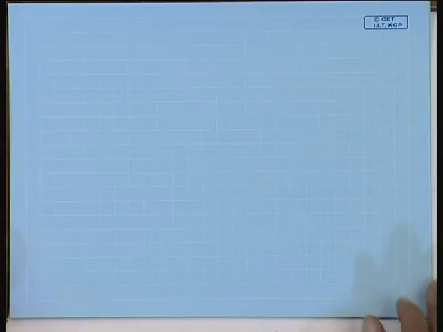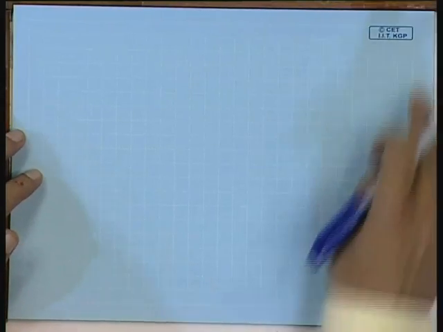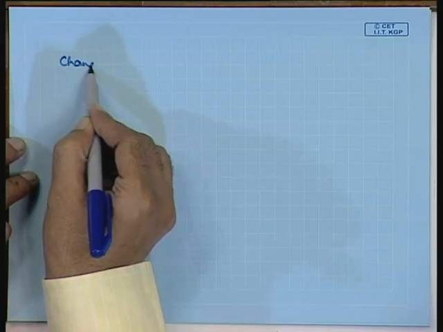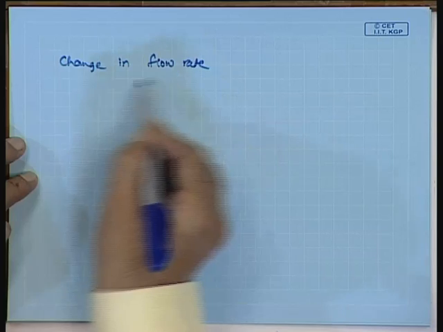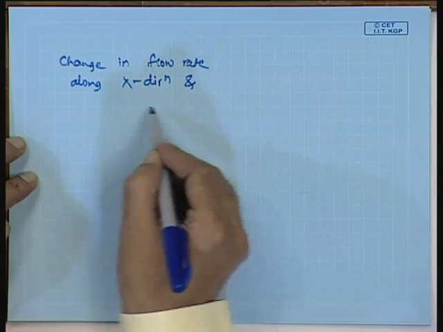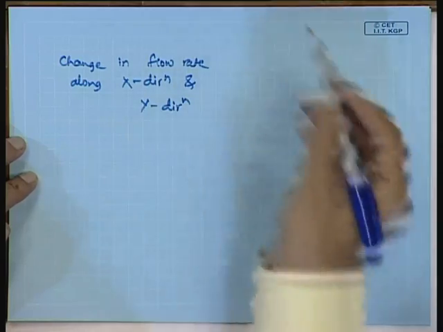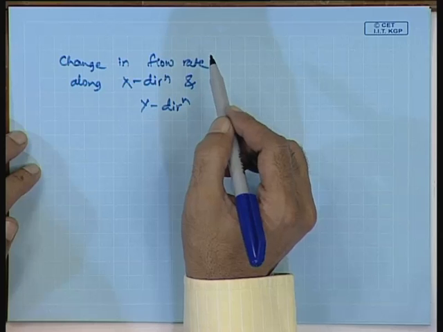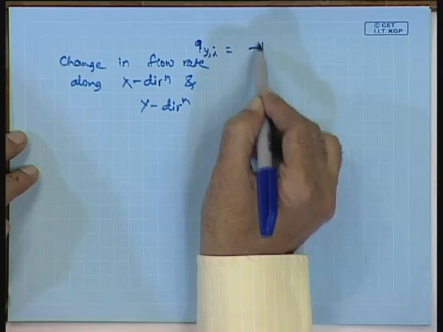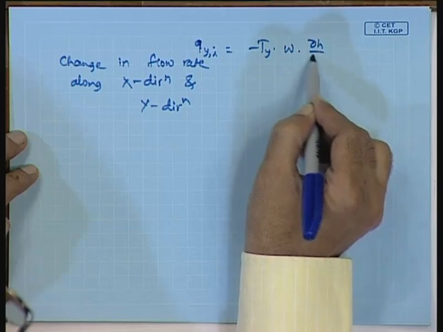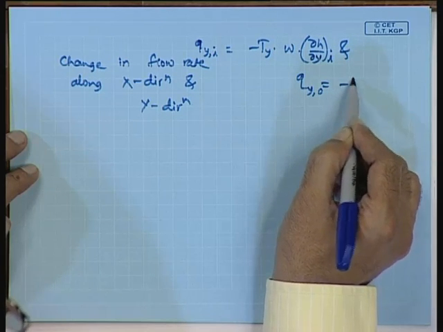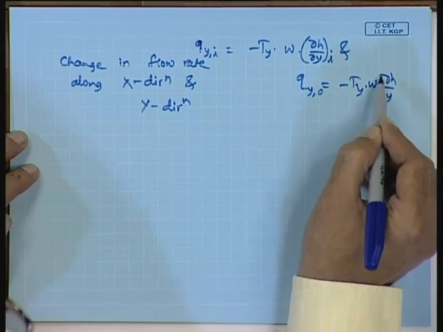Now, let us take down the change in the flow rate along x direction and y direction. So, similarly, here we can also write down the expressions for Qyi and Qyo. Let me write here. So, this is Qyi can be written as minus Ty into W into dH by dy I, and so Qyo is equal to minus Ty W dH by dy O.